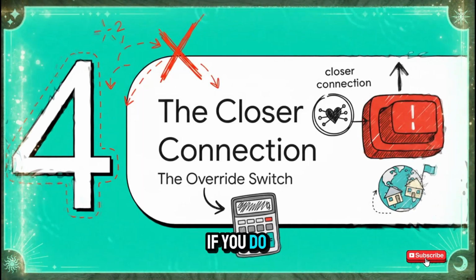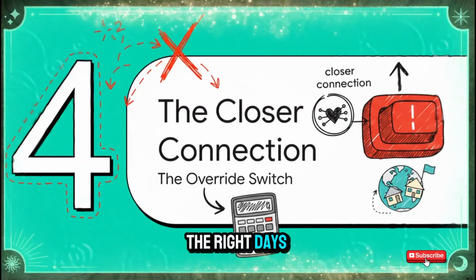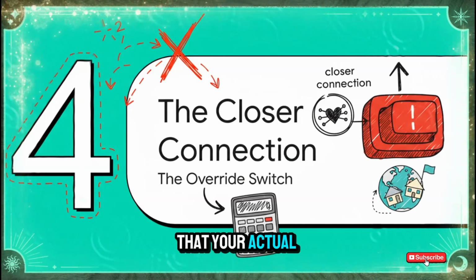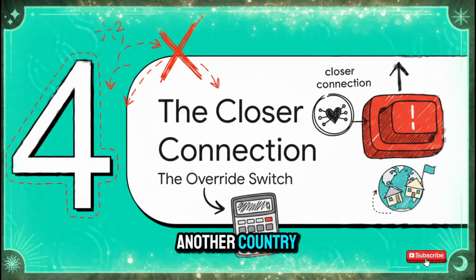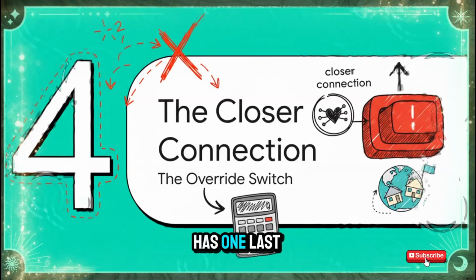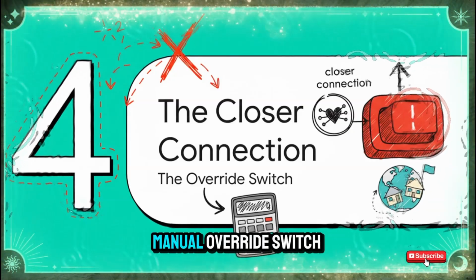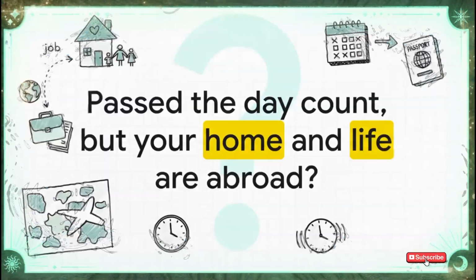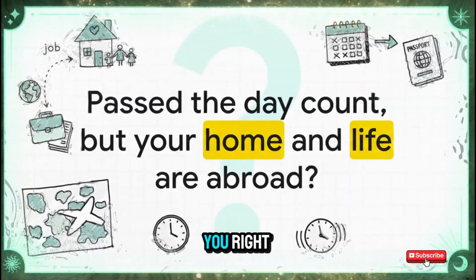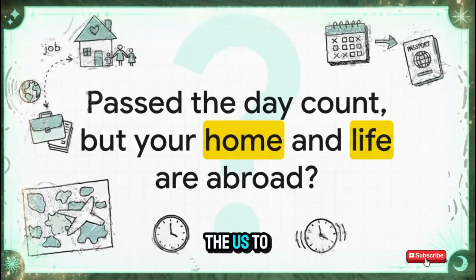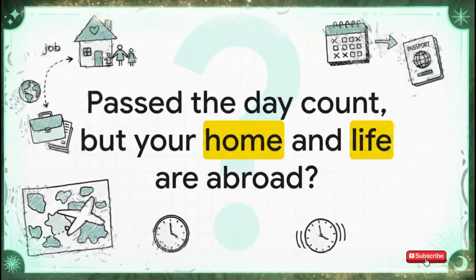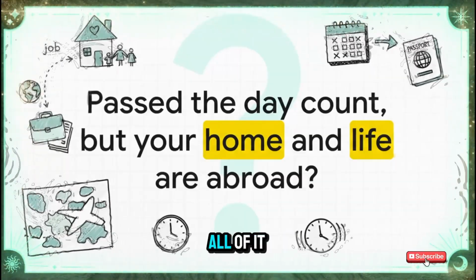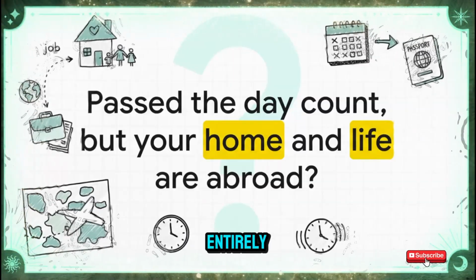Okay, but what if you do the math? You count all the right days and you pass the test, but you know deep down that your actual life is still based in another country? Well, the calculator has one last feature for you. A kind of manual override switch called the closer connection exception. I bet this hits home for a lot of you, right? You might have spent enough time in the US to technically trigger the test, but you know for a fact that your real home, your family, your main job, all of it is somewhere else entirely.